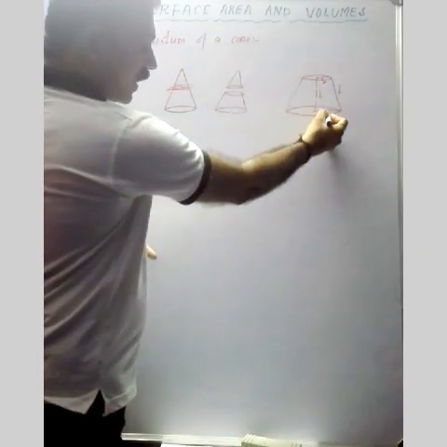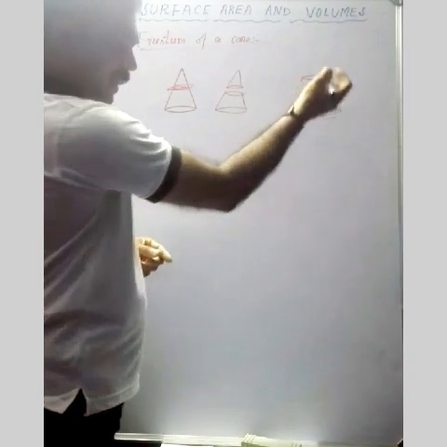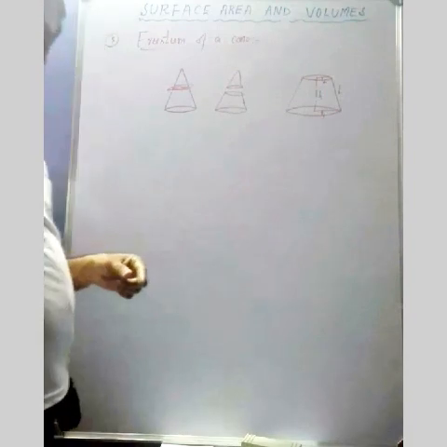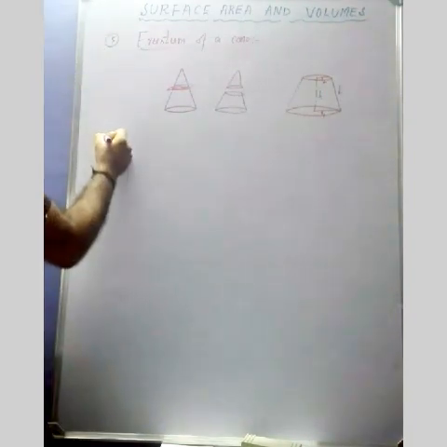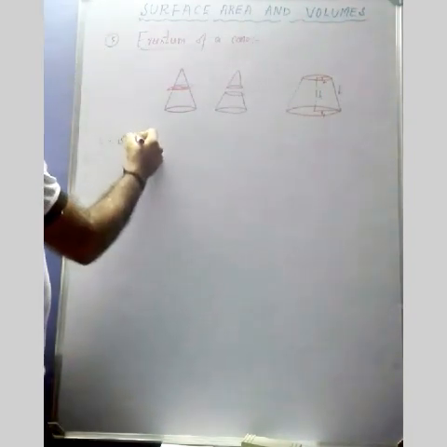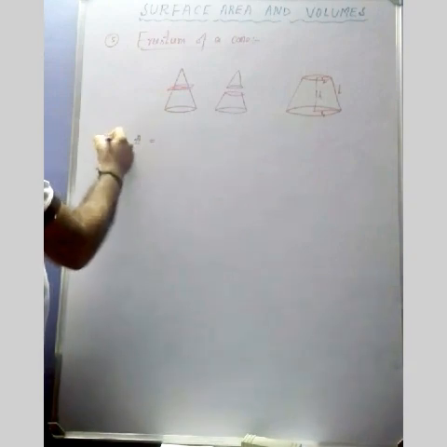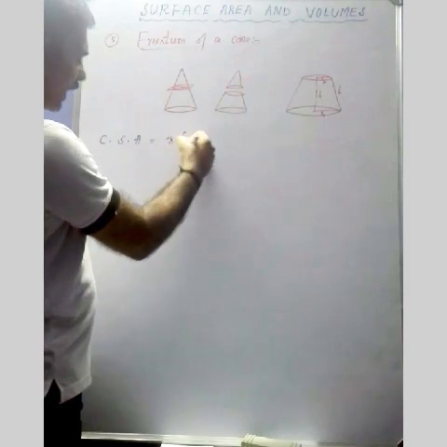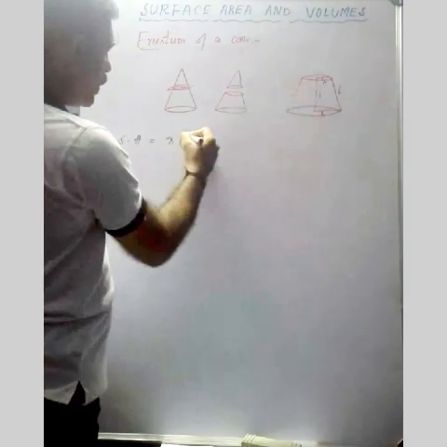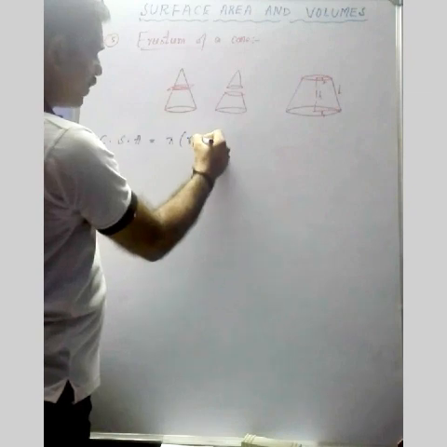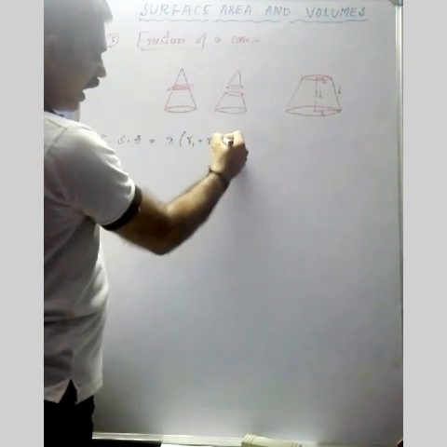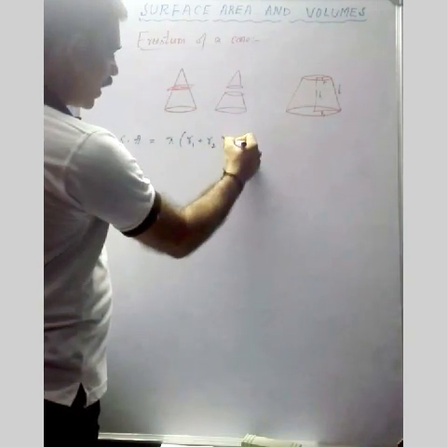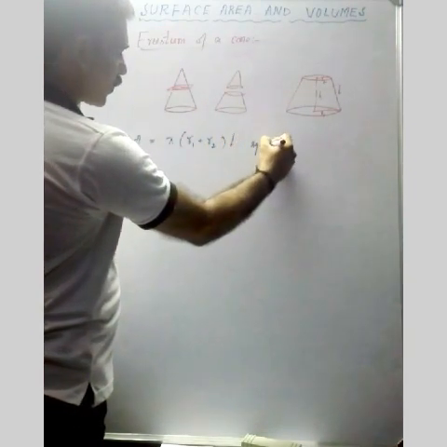R1 is the radius of the bottom end, R2 is the radius of the top end, h is the height of the frustum, l is the slant height of the frustum. Now, curved surface area of the frustum equals pi into, there are two ends, so r1 is the radius of one end, r2 is the radius of the other end, that is pi into r1 plus r2 into l square units.